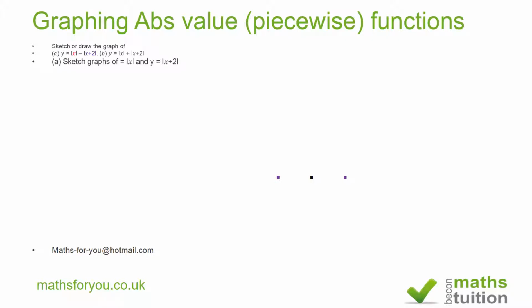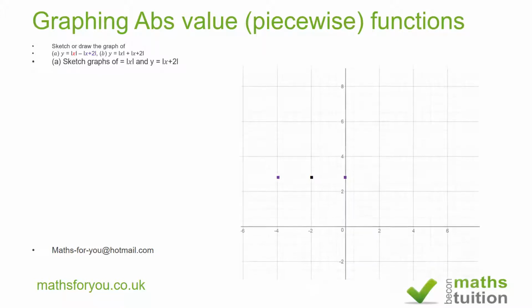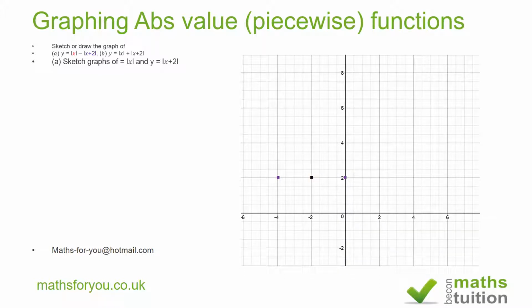Now I can do this in one of two ways. In fact, I could do it both ways. I can draw the graphs of y is equal to absolute value x and y is equal to absolute value x plus 2. That's my xy plane, by the way. And then for a given x value, to find the y values, I can subtract or add the equivalent y values to give me the graph of y is equal to absolute value x minus absolute value x plus 2, and for y is equal to absolute value x plus absolute value x plus 2, I'm going to add the respective y values there.